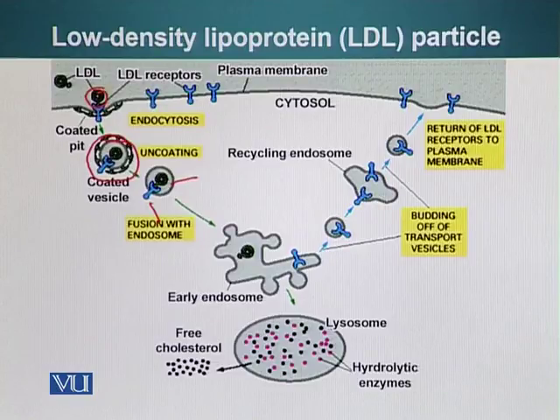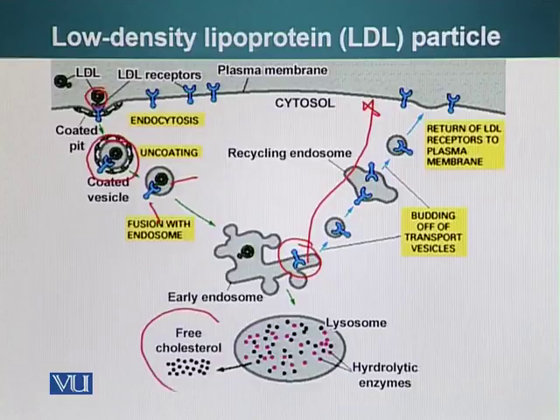Here, this vesicle is going to fuse with the early endosome, and from the early endosome, the receptor for LDL will be recycled by other vesicles and sent to the plasma membrane. Whereas the LDL particle will end up in the lysosome, where the hydrolytic enzymes will work on the contents of this vesicle, which will result in release of the free cholesterol.